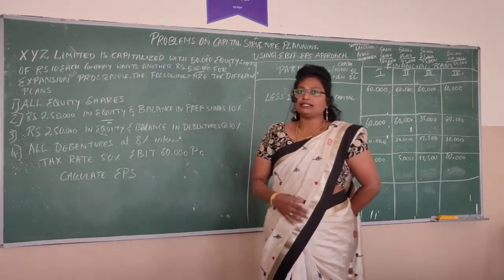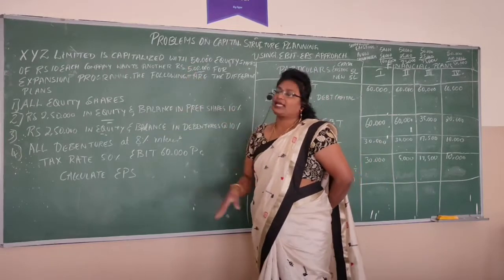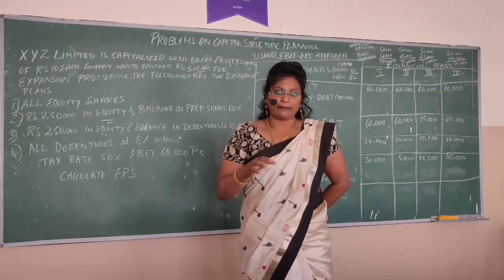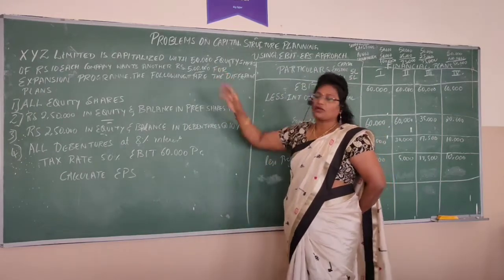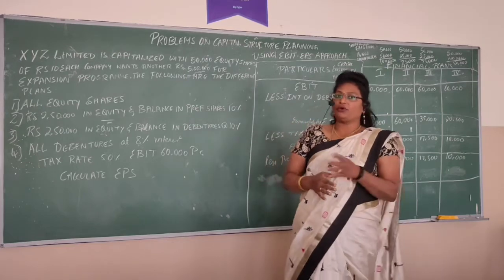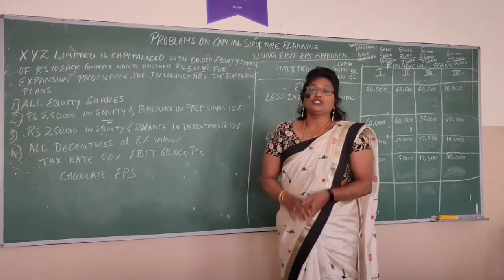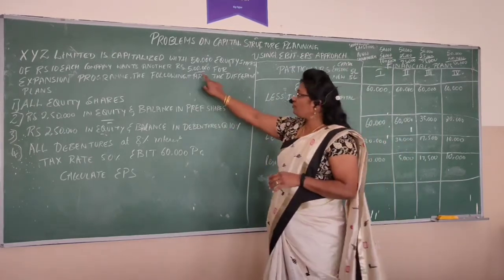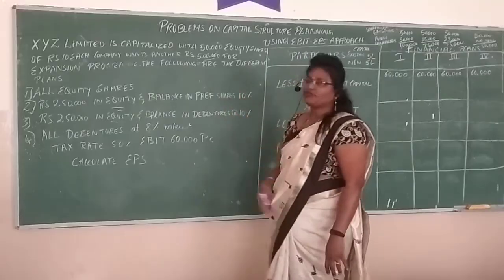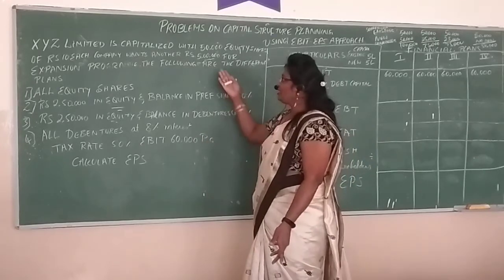So let us understand the problem. XYZ company is already running. It has a capital of 5 lakhs with 50,000 equity shares. They are an existing company, and this company wants to expand its business, so they need additional funds of 5 lakhs. If they want additional funds of 5 lakhs, the company has 4 options from which they can raise funds.